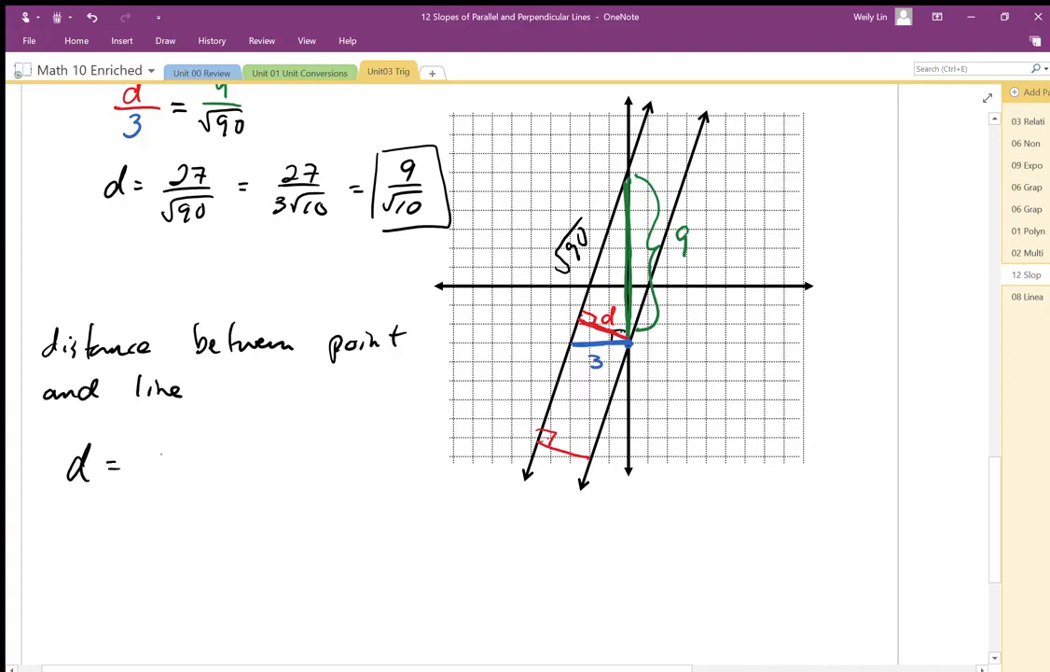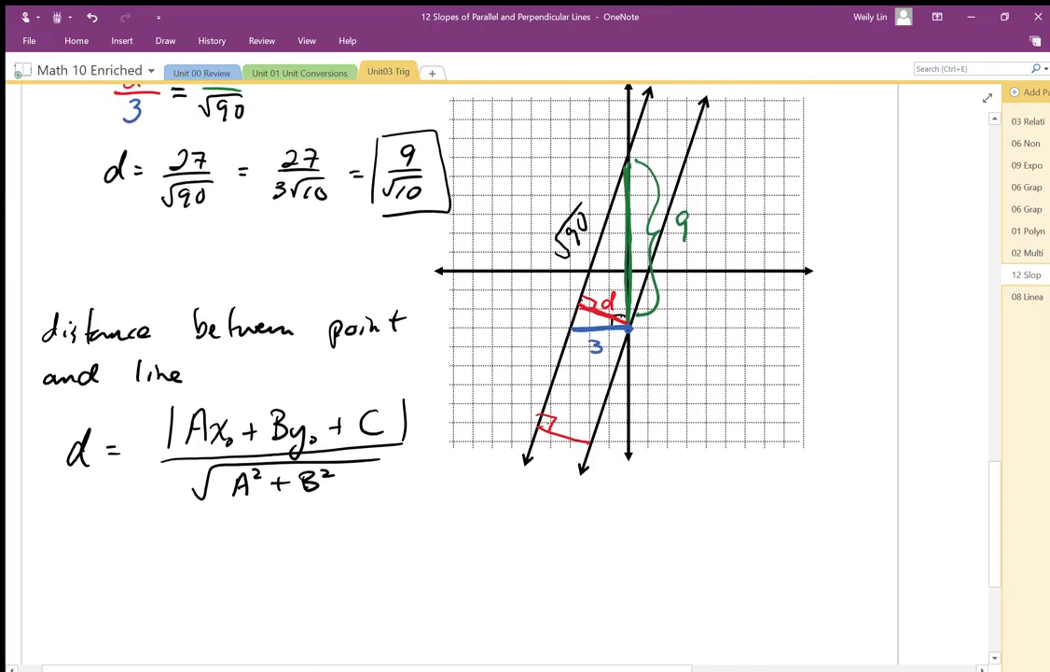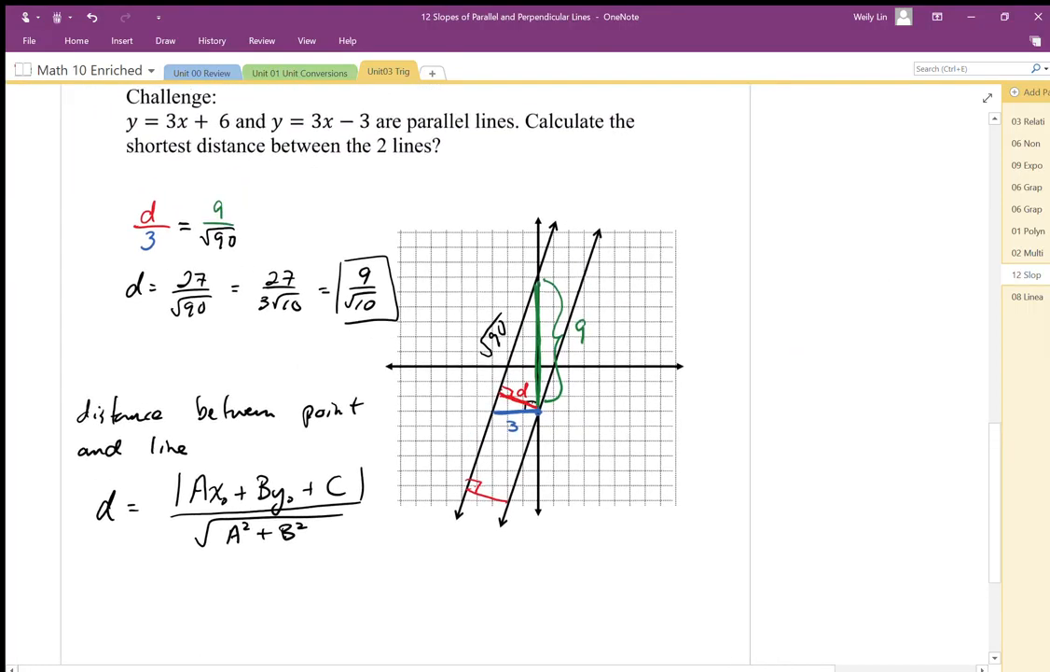The distance is equal to, and this is going to be in general form, a x naught plus b y naught plus c, where a, b, c are the general form coefficients, over the square root of a squared plus b squared. So the coefficients on x and y show up in the denominator here. And so what I can do then is take one of these lines, put it into general form, and then find a point on the other line and use that point to calculate this distance.